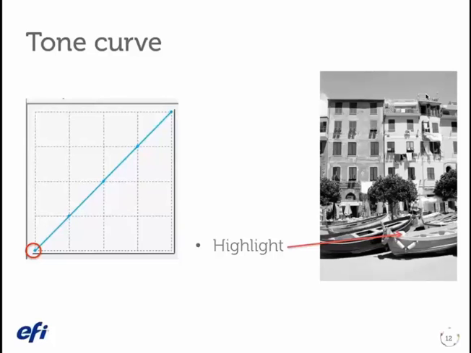The highlight, naturally, is at the lower left corner of this curve where I'm at 0% in, 0% out. Now the real highlight of the image is not where I'm showing that highlight point, but it's up maybe 2 or 3%, wherever my press can start to hold dot.